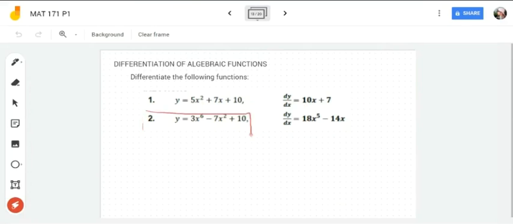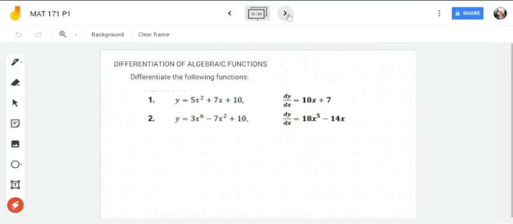Okay, the same is true with this. We have 3x raised to 6 minus 7x squared plus 10. So here we have 6 times 3, that is 18, and then x, and then 6 minus 1 is 5, so that is 18x raised to 5. And then here 7 times 2, that is 14, and then x raised to 2 minus 1 is 1, so this is raised to 1. And then this is constant. The derivative of constant is 0. Okay, so the derivative of your function is equal to 18x raised to 5 minus 14x.